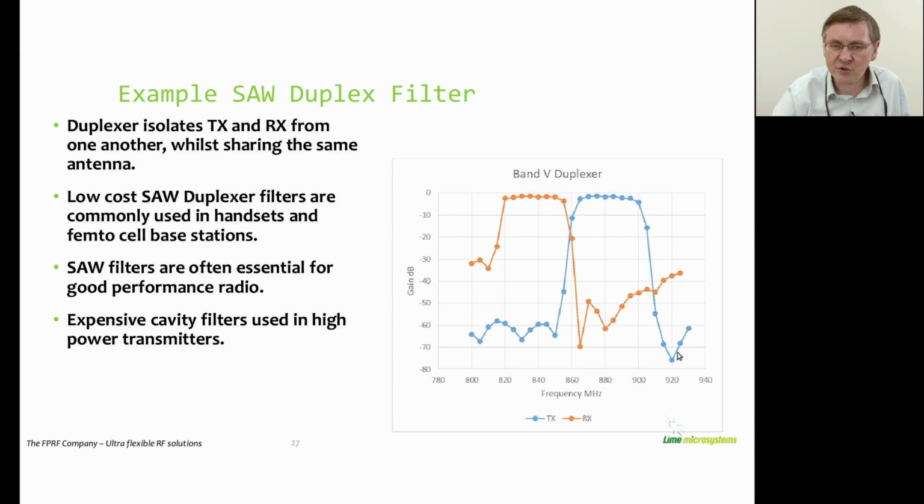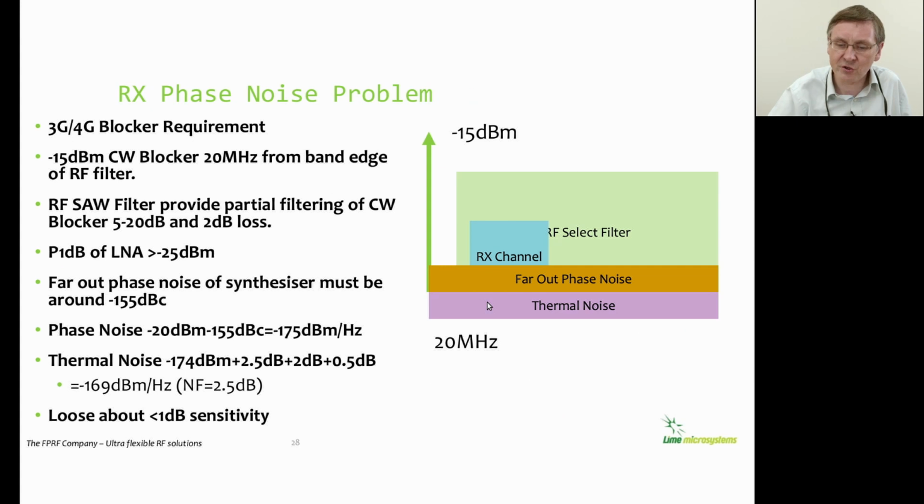So here's a measured response of a SAW filter. I think this one's for 800 megahertz bandwidth. And as you can see, we're getting something like 50 dB isolation between the two channels. The SAW filter is essential for good performance of the radio. So let's have a look at the receive phase noise problem.